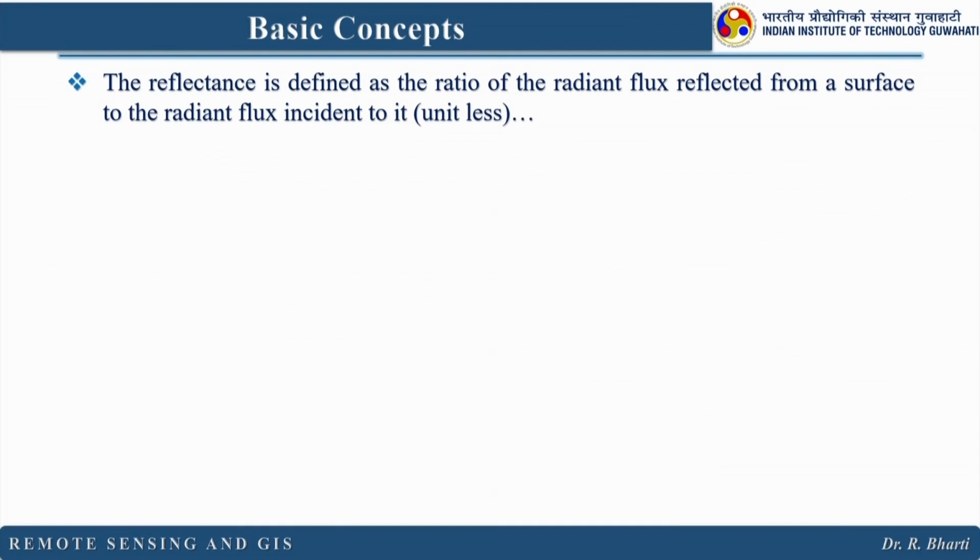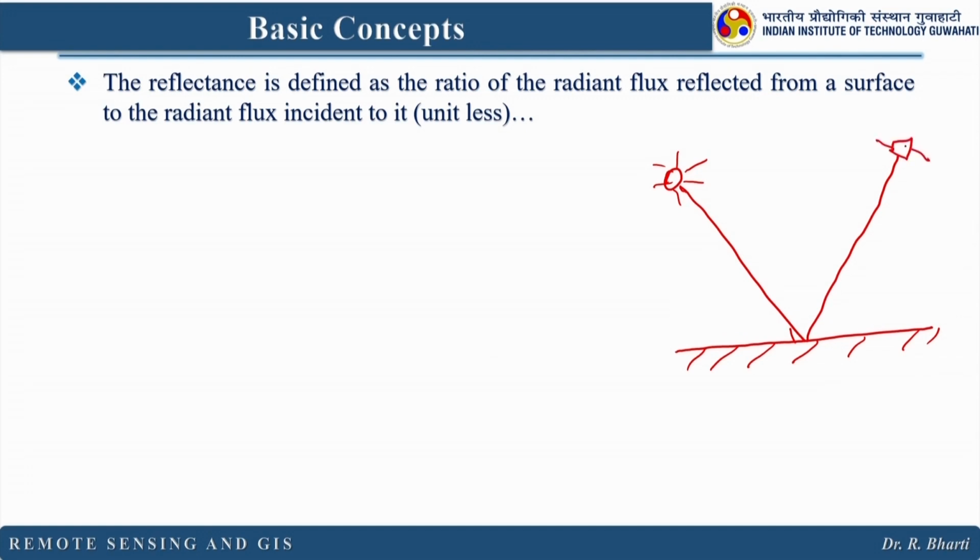Next, reflectance is defined as the ratio of the radiant flux reflected from a surface to the radiant flux incident on it, and it is unitless. Now, I will draw a figure to understand. This is your surface, this is your source. Your sun is illuminating this surface, which is getting reflected, and your sensor is here. In this case, we are assuming there is no atmosphere. So, whatever energy is coming from our source to the target is this, and this is called irradiance.